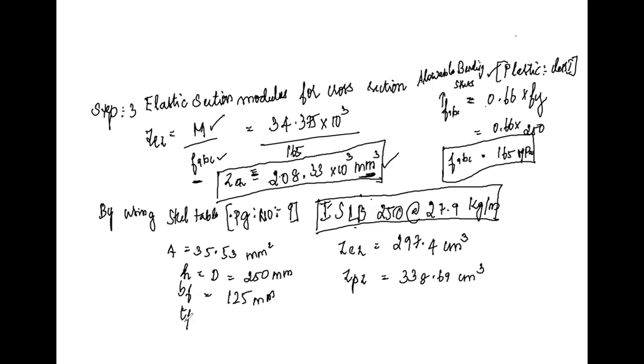And TF is the thickness of the flange. The thickness of the flange is 8.2 mm. TW is the thickness of the web, which is 6.1 mm, and RY is the minimum radius of gyration, which is 2.3 mm. These values are taken from the steel table book on page number 9. Refer to the steel table book and check these values.